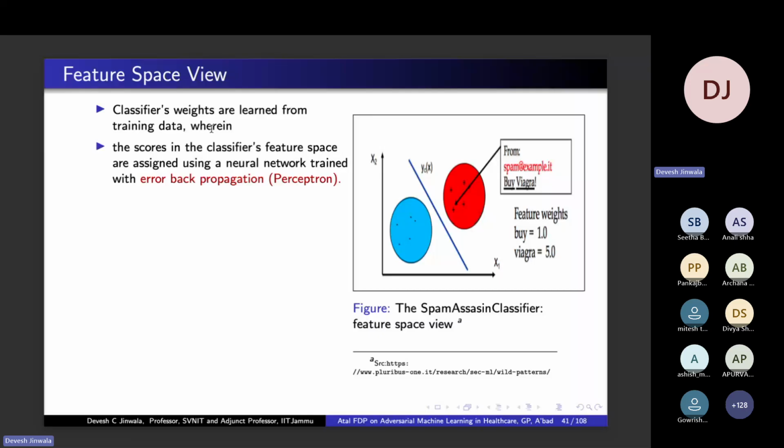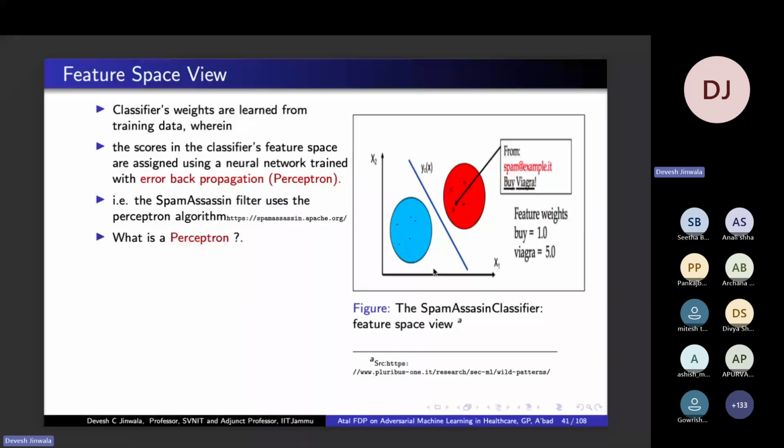The classifier's weights were learned from training data. So this would have happened during training, wherein the machine learning designer would have known that these must be the weight values to be attached in order to consider a mail as spam mail. And that happens, if we think of a neural network, using the perceptron, and error backpropagation would be used in order to train the model so that it is able to do this classification.